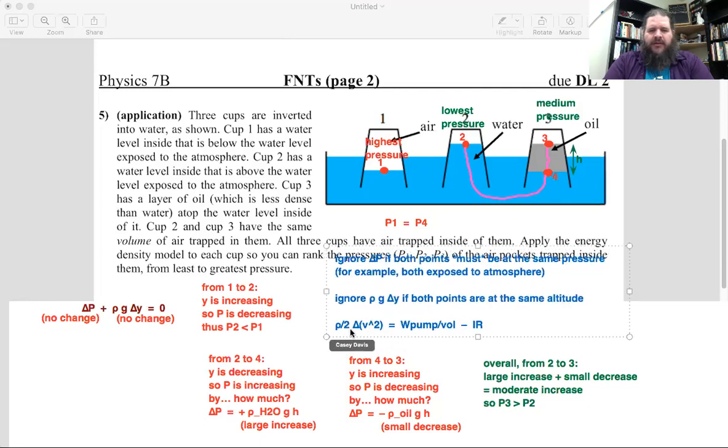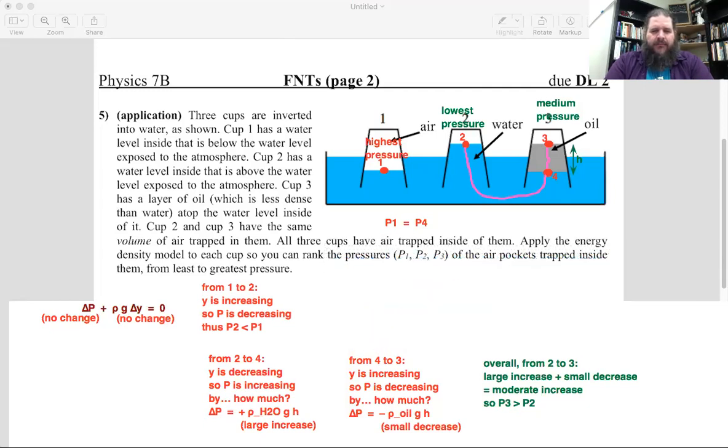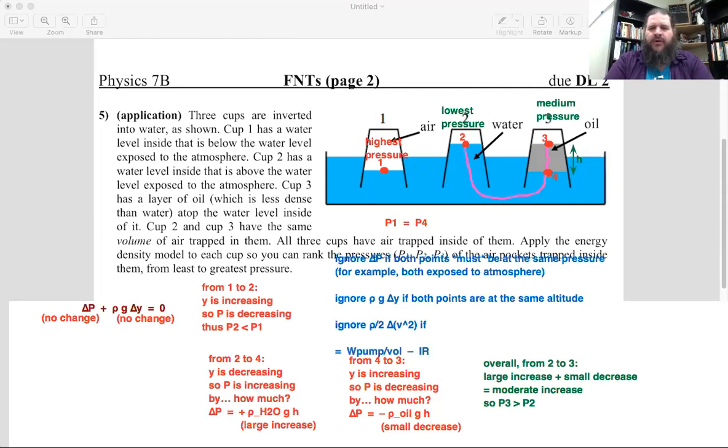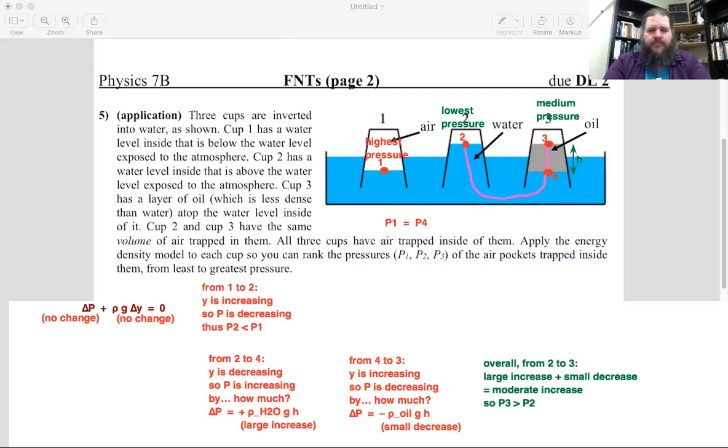When could you ignore the speed term, the kinetic energy density term? When would you know for sure that the two locations have no difference in speed? When the current coming in equals the current coming out. For any pipe, we should generally assume the current in equals the current out. But this isn't current, this is speed. Assuming the current is the same throughout the whole pipe, when would you expect that the speed doesn't change either? Or how would you tell if the speed is changing?